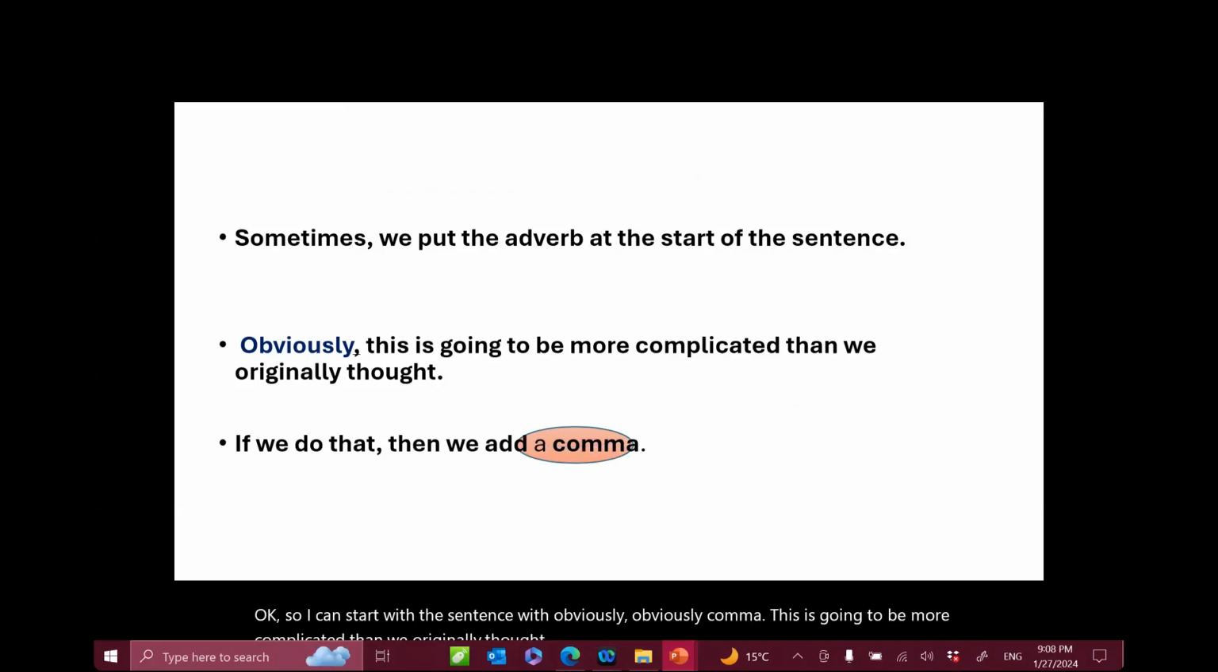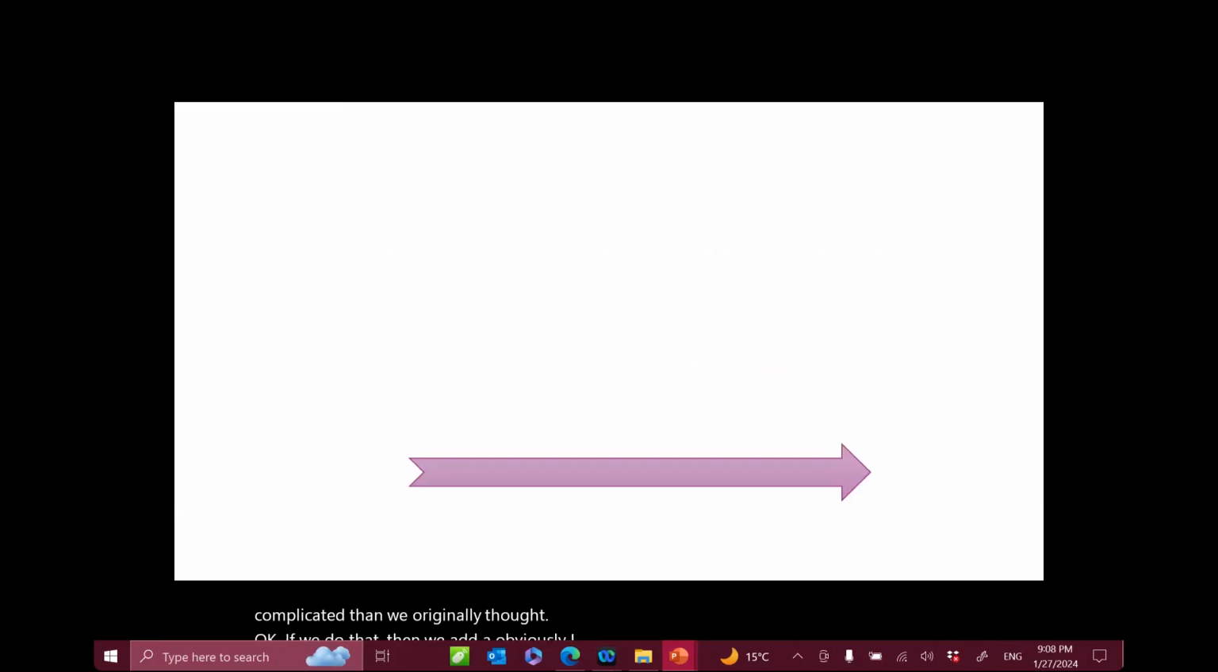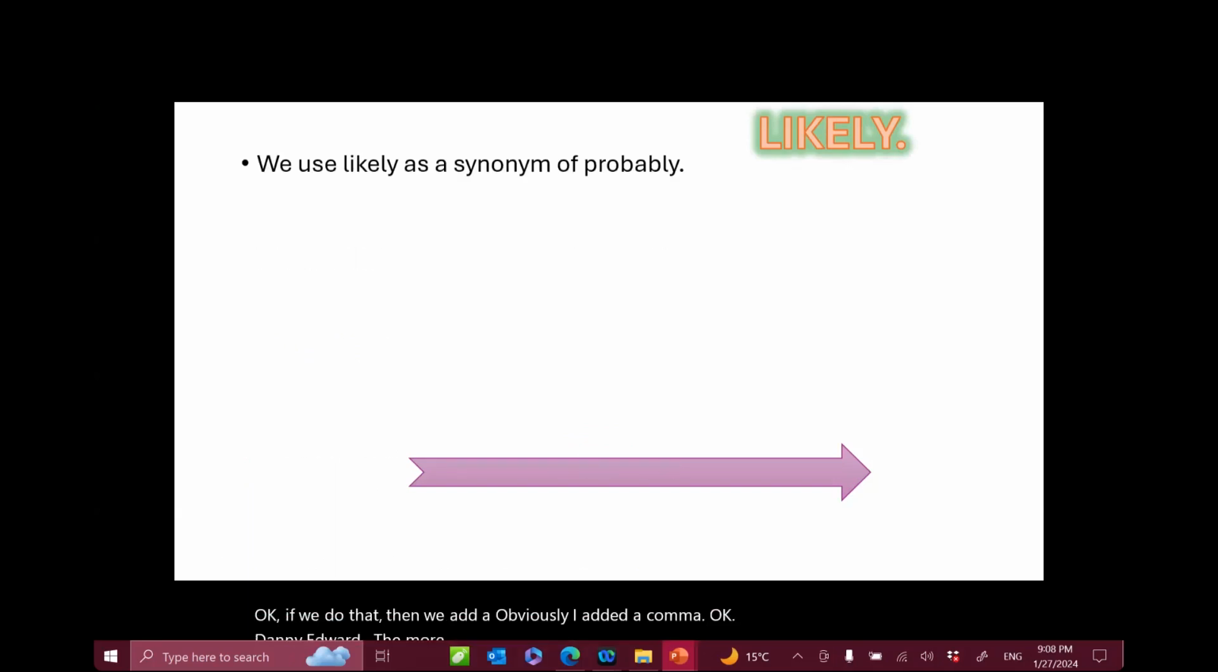Okay, if we do that, then we add a comma. لو واخدين بالنا بعد obviously I added a comma. Okay. تاني adverb هستخدمه likely. Okay, we use likely as a synonym of probably. synonym يعني نفس المعنى، تدي نفس معنى probably يعني من المحتمل.